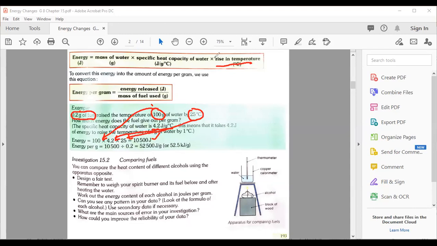Now here, 4.2 joules of energy raises the temperature of 1 gram of water by 1 centigrade. So that gives you the amount of energy per gram: 1050 divided by 0.2 grams. So when you divide it, it gives you 52.5 kilojoules per gram. So that is your per gram energy that you get from this fuel when your fuel is 0.2 grams.